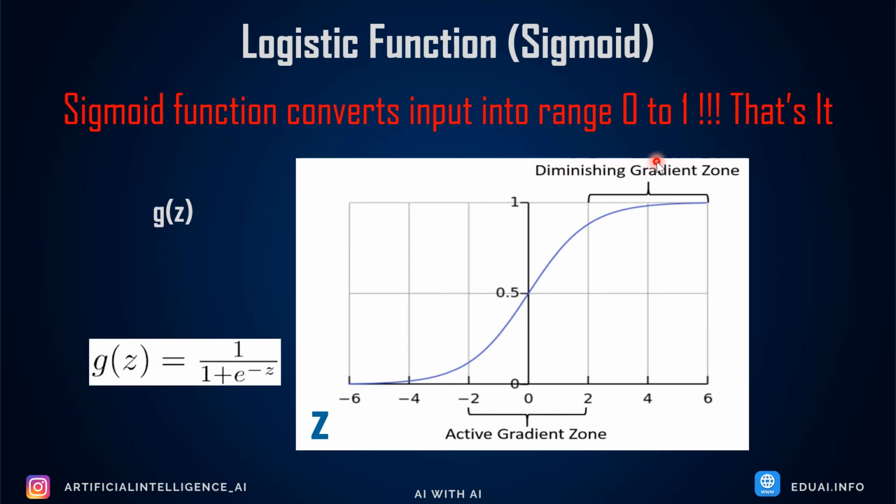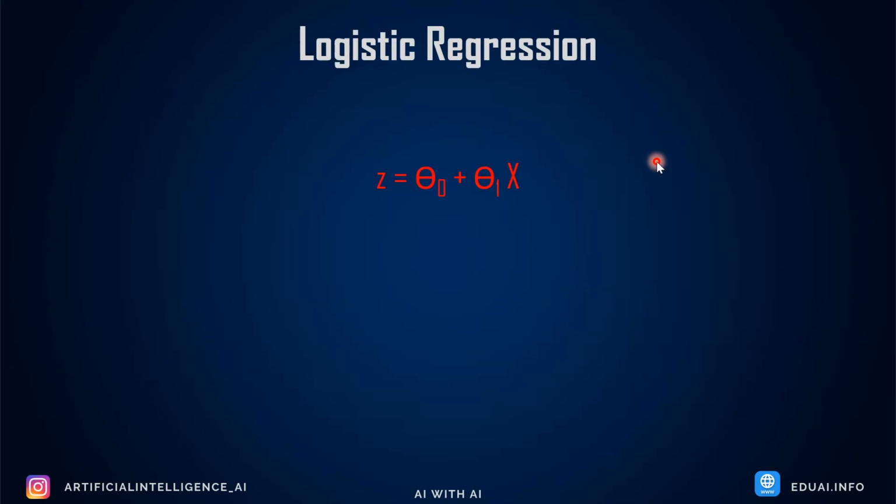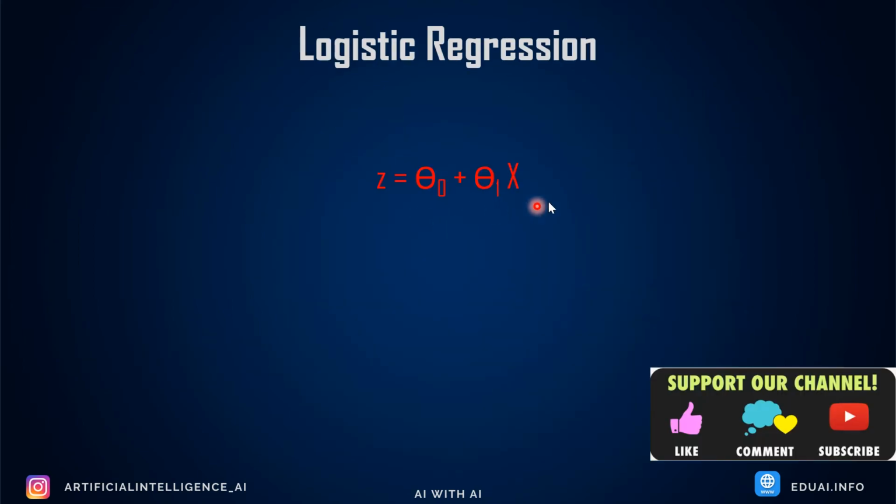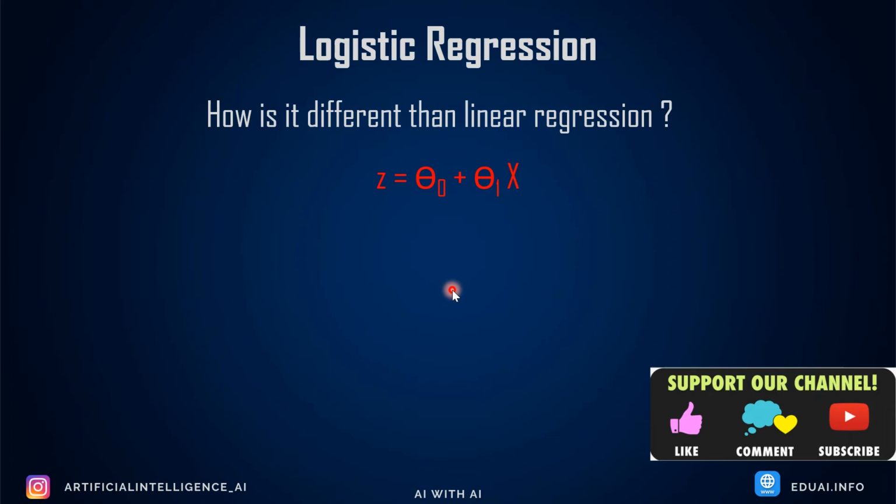So again, back to the original question. How do we draw a line? We draw a line by using theta 0 plus theta 1x. This is the equation we already saw, right? But rather than now h, we are representing it with z. So input is theta 0 plus theta 1x. That is the line that we are going to provide, right? And we are trying to understand how it is different than linear regression.